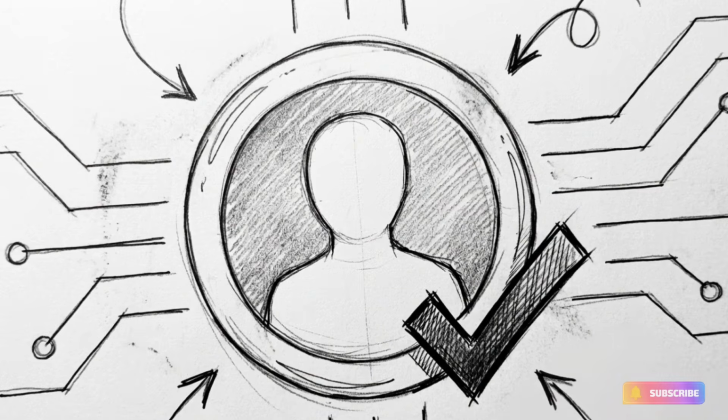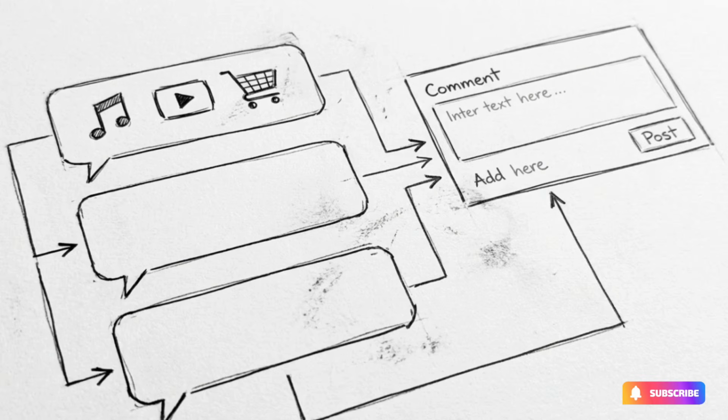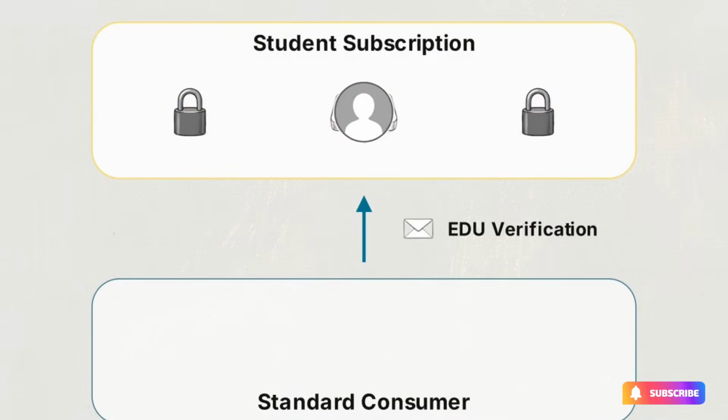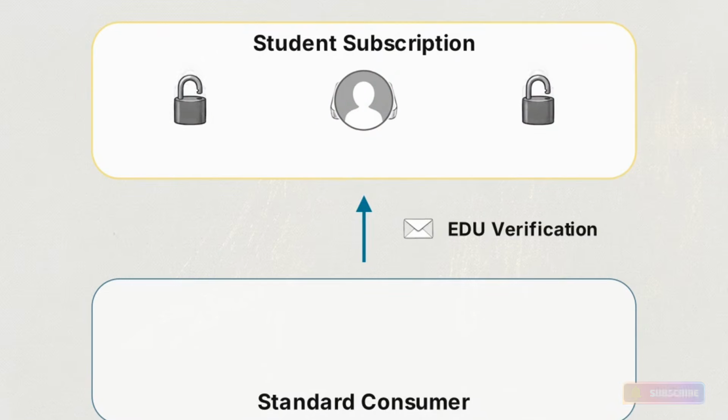Use the steps provided to verify your account, and let us know in the comments which specific service you were able to access. Understanding how these verification criteria are structured allows you to navigate the different tiers of the web more effectively.